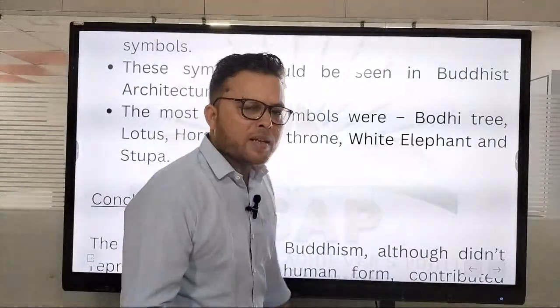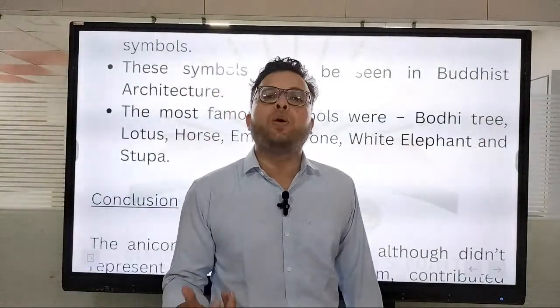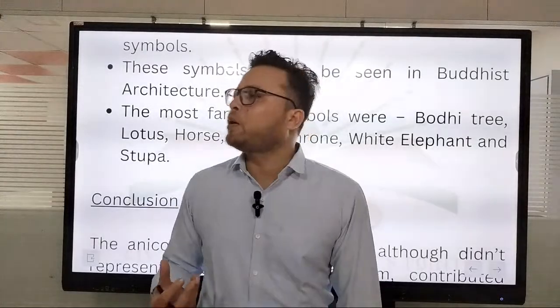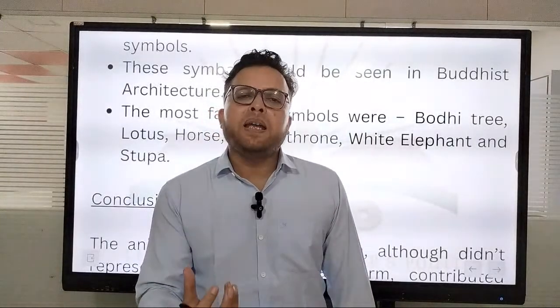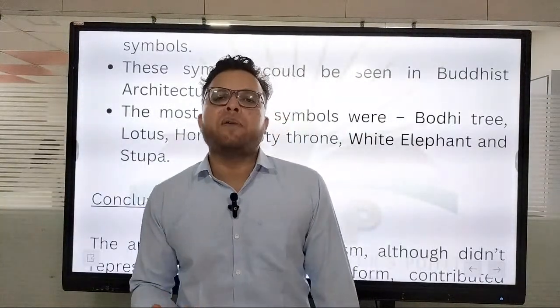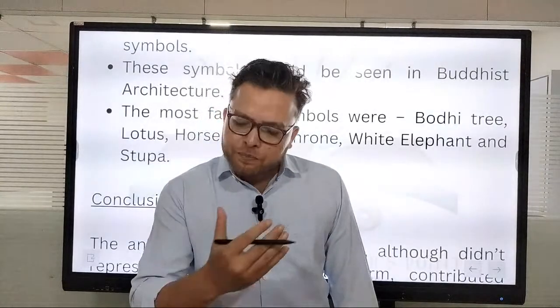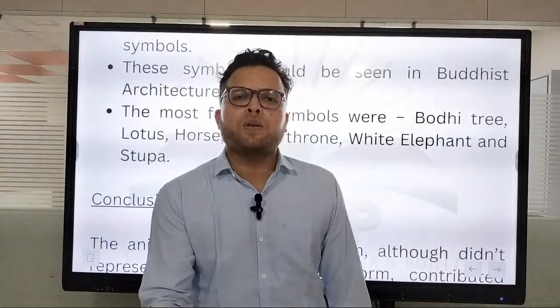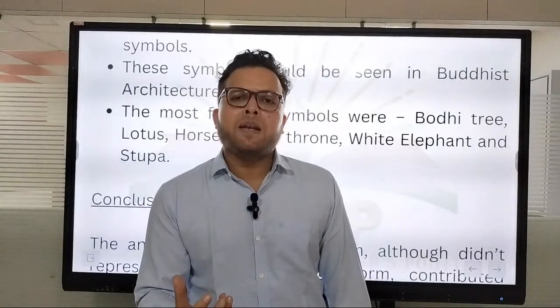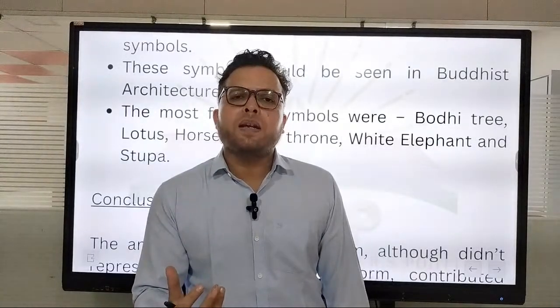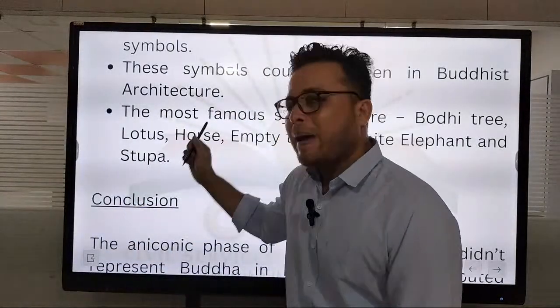Let's say lotus. Lotus is something which is always associated with purity. So lotus was also used to represent Gautam Buddha. Horse is something which is associated with the event of Mahabhinishkraman, which happened in the life of Gautam Buddha, when he left all the worldly pleasures. He was also a prince. He left one fine night. He decided to leave his palace in search of the ultimate truth, and he left his palace riding his horse named Kanthak. So this horse represents the Mahabhinishkraman, which is also known as the Great Departure.